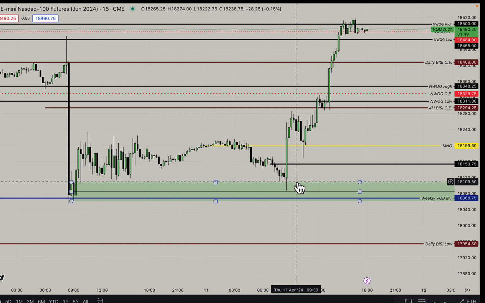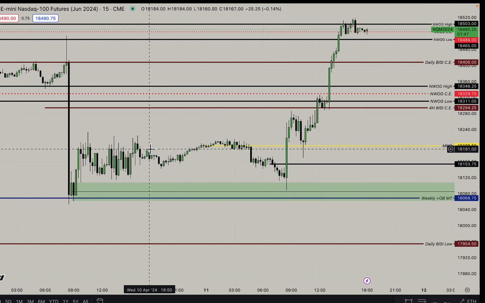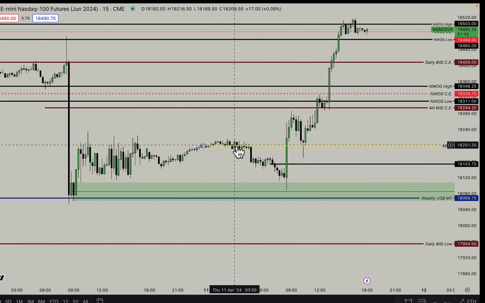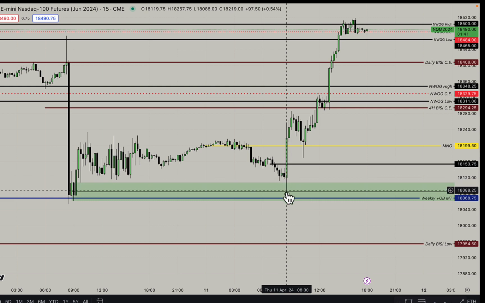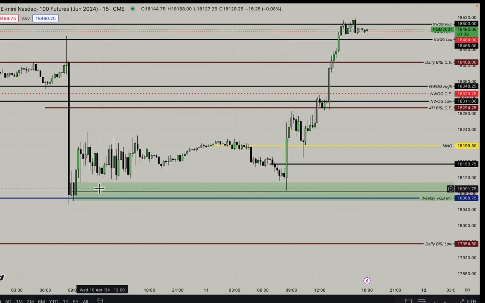Okay, so let's go back. Typically, you want to be buying below the midnight opening price. You see we are below midnight open here. We drop down into almost the mean threshold of this bullish order block on the 15-minute chart.